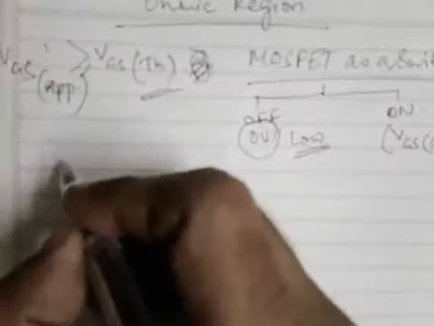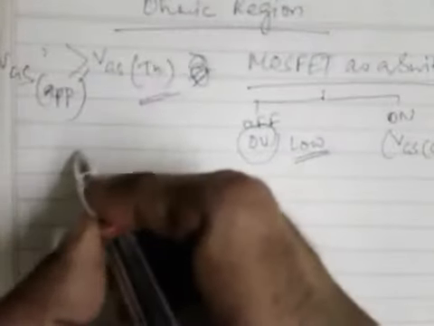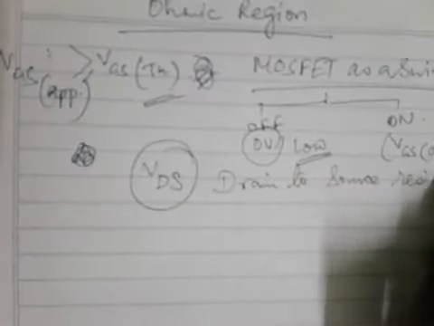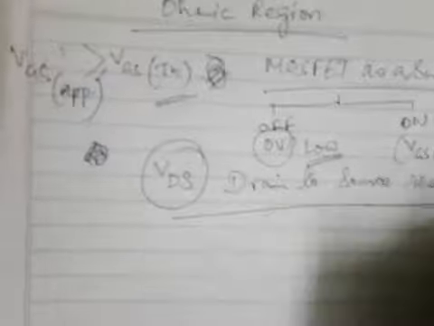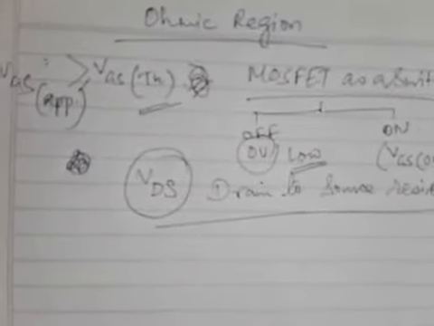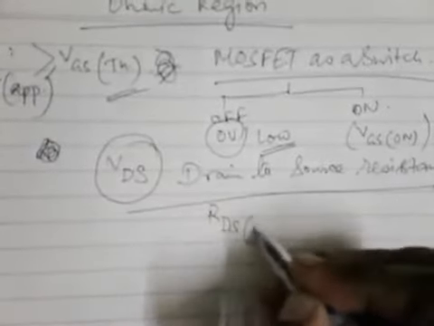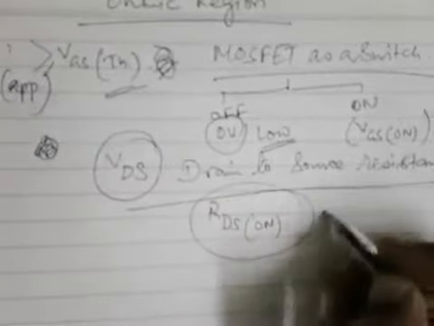Now let us find another important thing, drain to source resistance. Let us specify another parameter, drain to source resistance. It is an important parameter of any MOSFET, rather any FET device. When an E-MOSFET is biased in the ohmic region, it is equivalent to a resistance of value denoted by RDS on, that means drain to source on resistance. It is called drain to source on resistance.